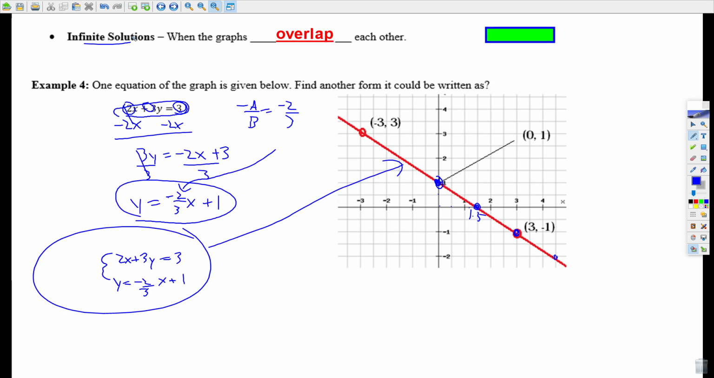Those are the only three options you can have. You can have parallel, which means it's no solution. They never touch, never intersect. You have one solution, or you could have them overlap, which is infinite solutions, because they all have points in common. It'd be like one line on top of itself.